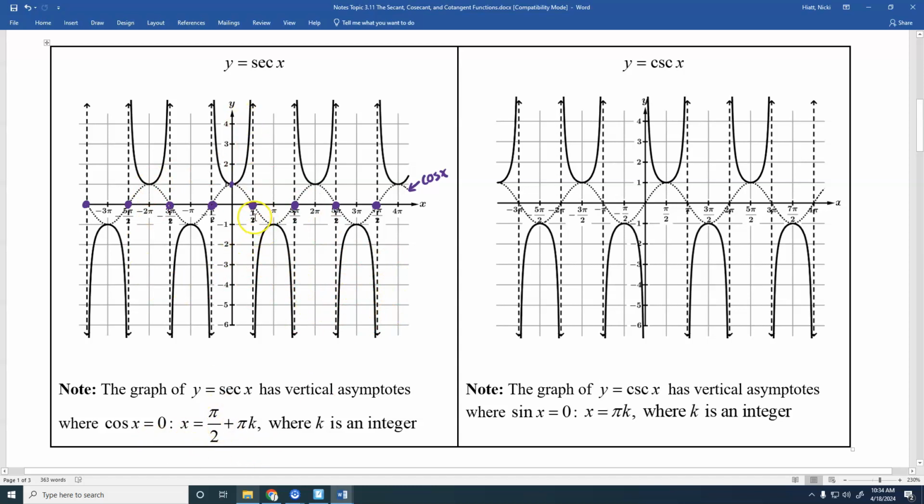So your asymptotes are at pi over 2, and the next one's 3 pi over 2, and 5 pi over 2, and 7 pi over 2. They are separated by pi, right? Those are where your asymptotes are going to be. This is for secant. Okay.